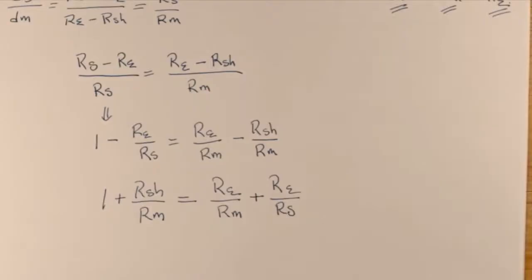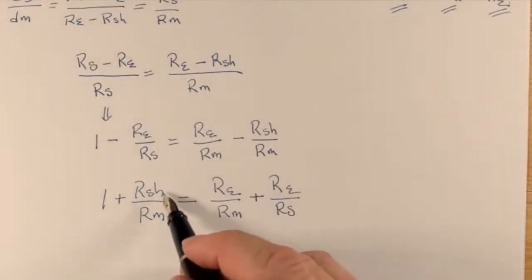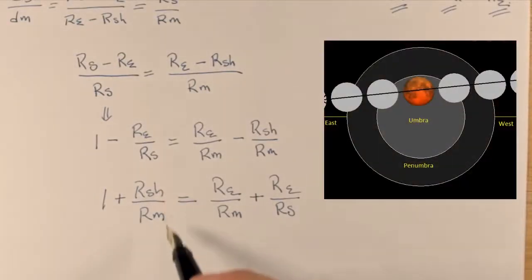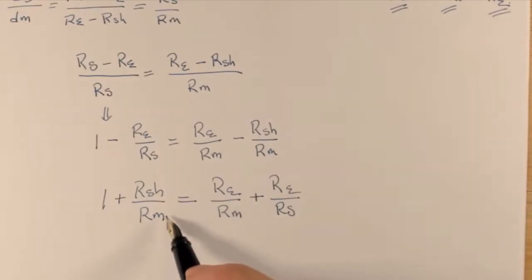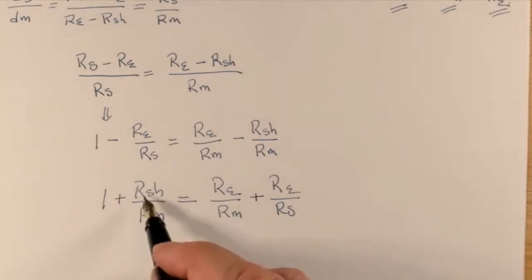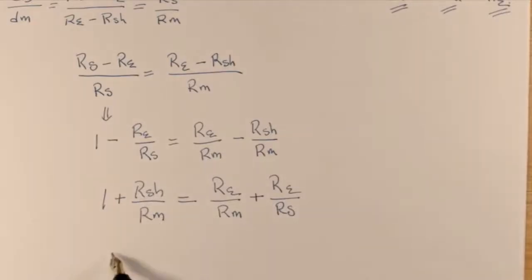Now we're getting someplace because we know that the radius of the shadow of the Earth is about 2.6 times the radius of the Moon. So we can replace this with a number and just get rid of this term. So now we have 1 plus 2.6 equals the radius of the Earth.